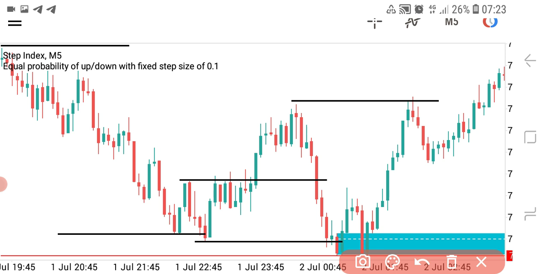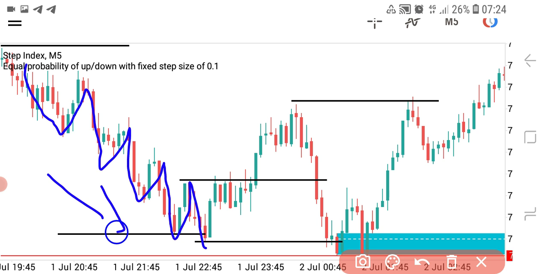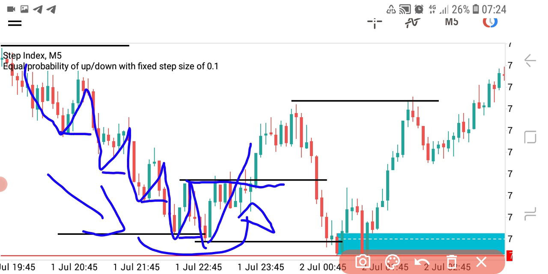So if you can see here, the market was going down, down, down. Here the market was on a downtrend. After this, the market changed the character, meaning it changed this downtrend and started making an uptrend. Here was our change of character. This is our change of character.